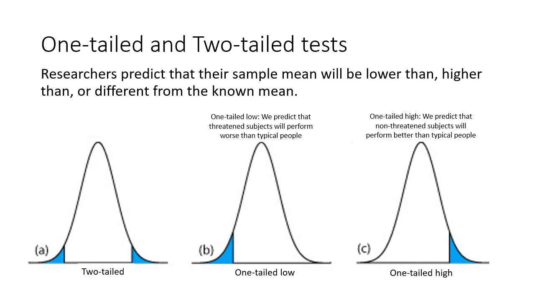So they would think that their sample would fall right into this area. If they predict that non-threatened subjects will perform better than typical people, so people who aren't threatened will perform better, then they're looking for the test scores for that group to be in this high end of the distribution, and that would be a one-tailed high test. For a two-tailed test, they might predict that the test scores of threatened subjects will be different in some way than typical people. And so the test scores could be on the high end of this distribution or on the low end of the distribution, and either way, this would be considered a significant result.